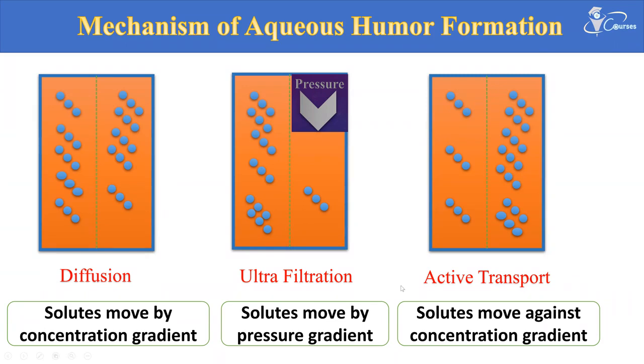The other and most important mechanism responsible for aqueous humor formation is active transport. In active transport, the solutes move against the concentration gradient. You can see at the right side here, the solutes are much more than the left side. However, the solutes will move from the left to the right. This is because this mechanism is energy dependent, and it is the main mechanism responsible for aqueous formation.